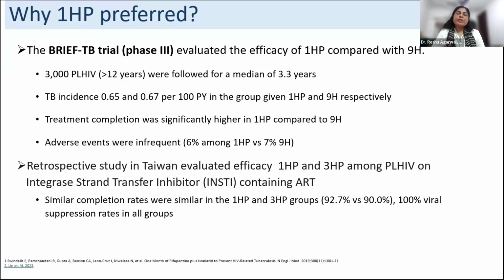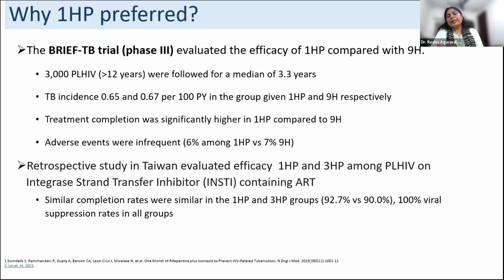The other piece which was deliberated a lot was whether the program should go for 1 month of daily dose of isoniazid and rifapentine, or the 3 months, which means 12 weekly doses of isoniazid and rifapentine. And for this, there was again a lot of deliberation, and because we really had a good experience in the program with doing the daily TPT regimen, that was the point which was in favor of using 1HP rather than 3HP.